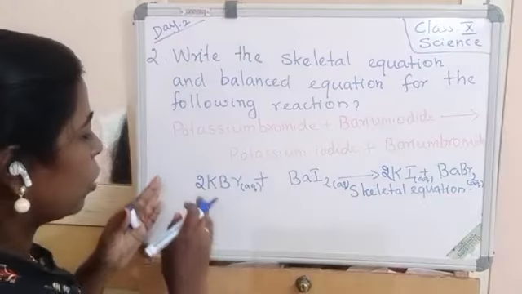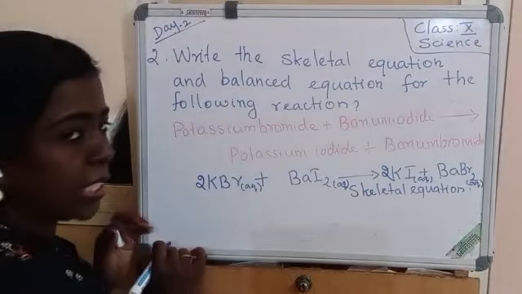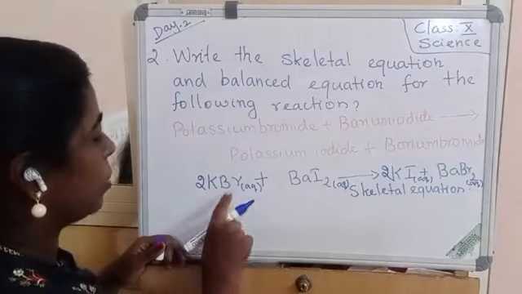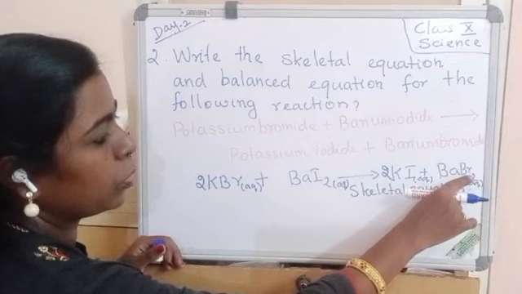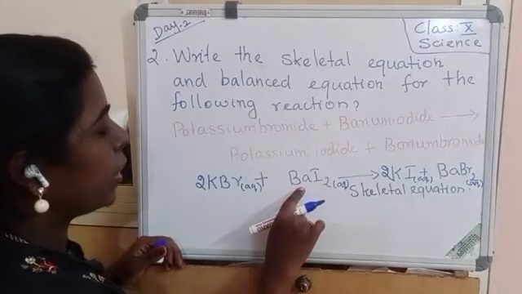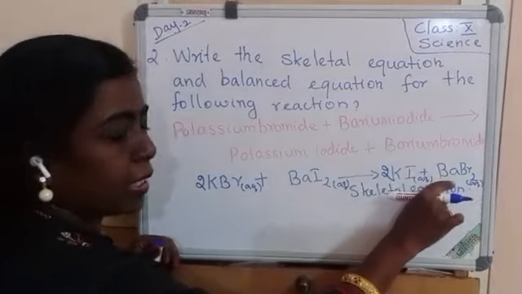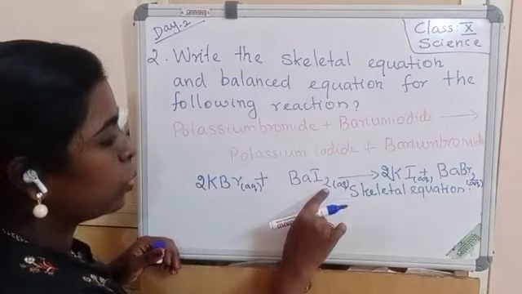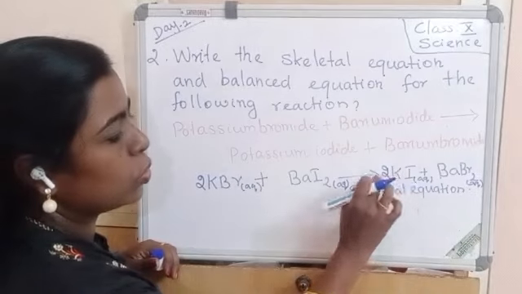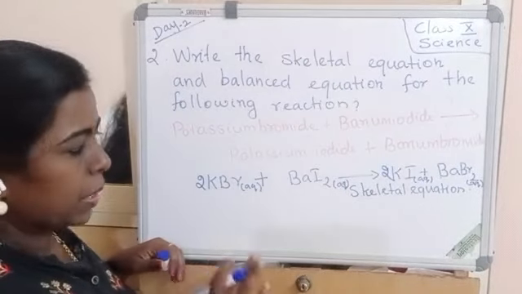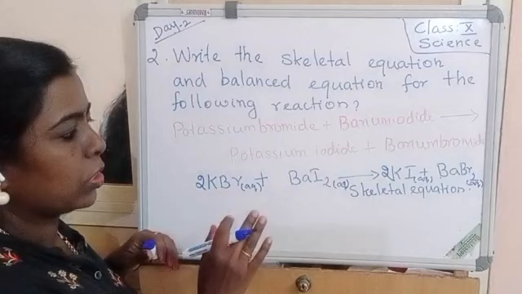Now we see two potassium atoms here, and two potassium atoms here. Two bromine atoms are on the reactant side, and here also two bromine atoms. Then one barium atom, the product also has one barium atom, and two iodine atoms are present on the reactant side, and the product side also has two iodine atoms. So it is a balanced equation.